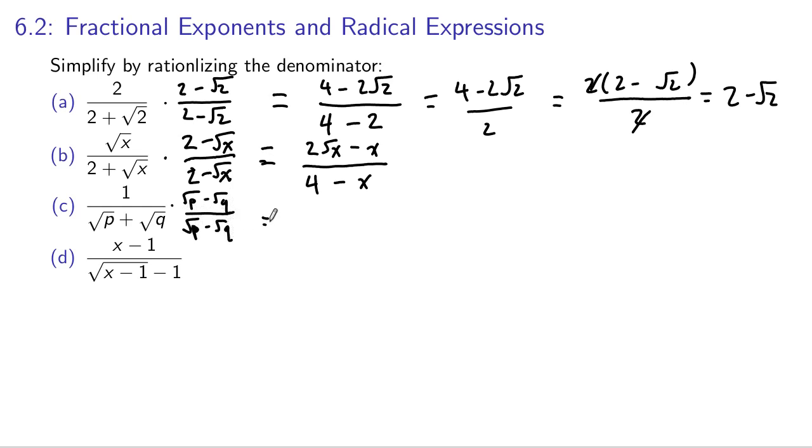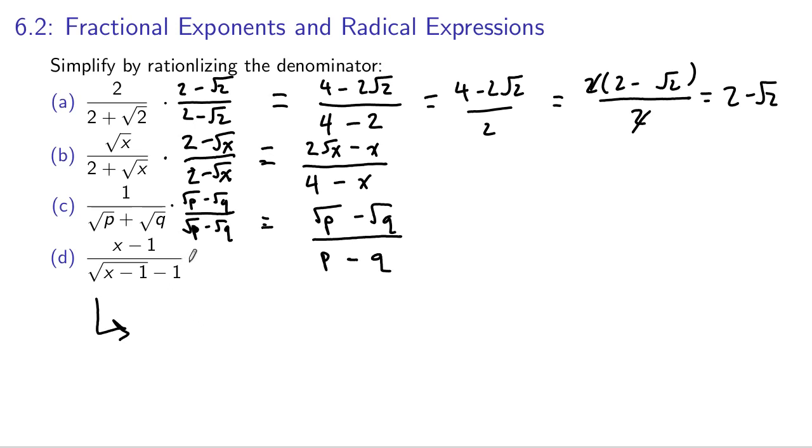That'll give us 1 times that, so we'll just have square root of p minus square root of q in the numerator over, and we'll have square root of p squared, which is just p, minus square root of q times square root of q, which is just q. And that's it. That's the answer. We don't have any other way to simplify, but now we have, again, no radicals, no square roots in the denominator.